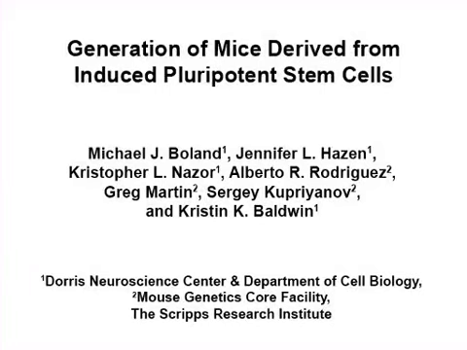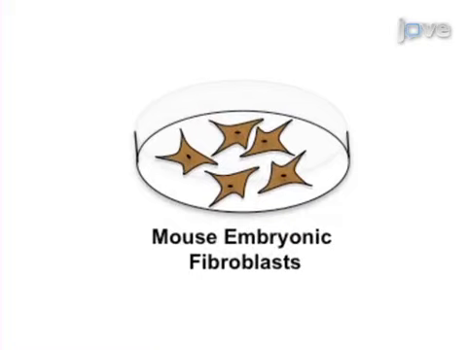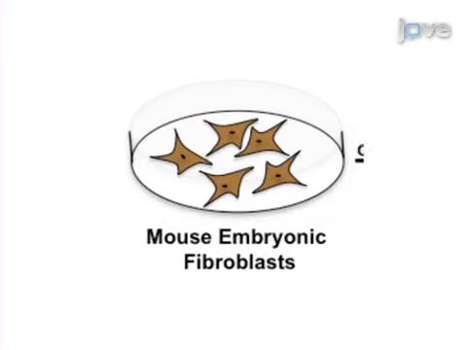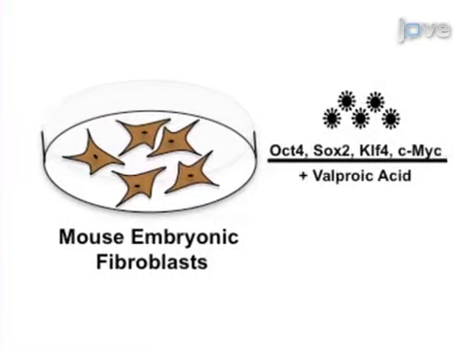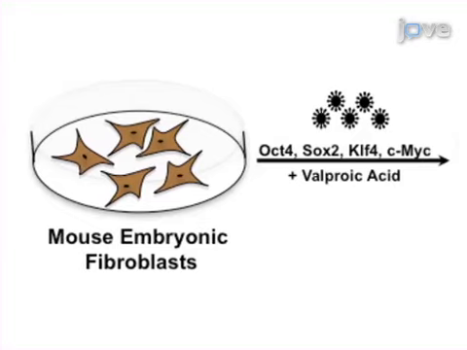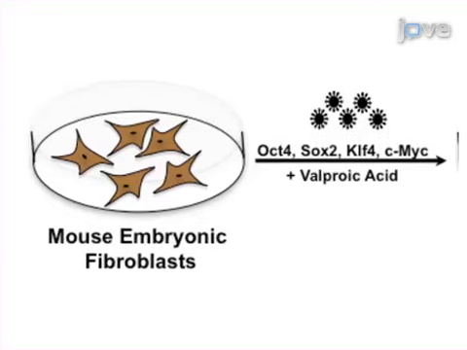The overall goal of this procedure is to generate adult mice from induced pluripotent stem cells, or iPSCs, by tetraploid embryo complementation. This is accomplished by first deriving iPSCs from mouse embryonic fibroblasts using lentiviruses carrying OCT4, SOX2, KLF4, and c-MYC, and supplementing the media with valproic acid, or VPA.